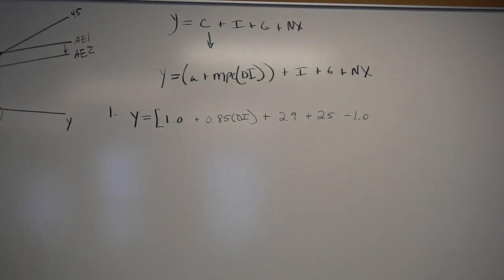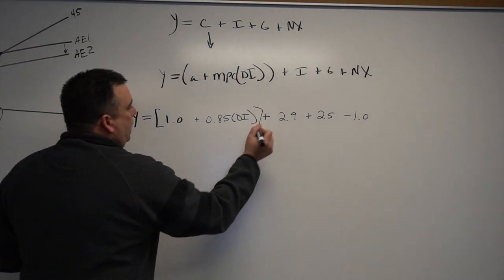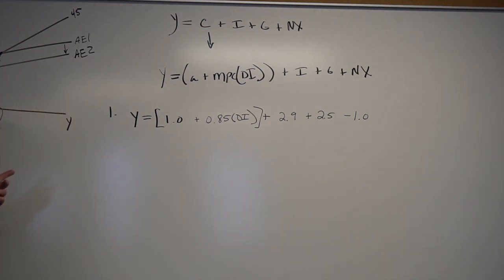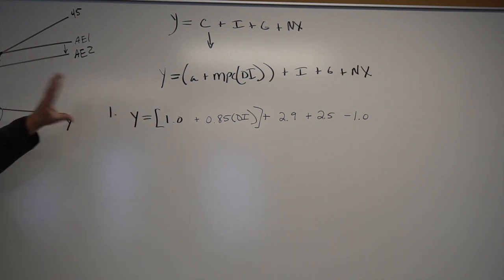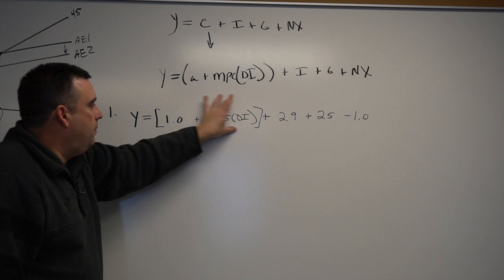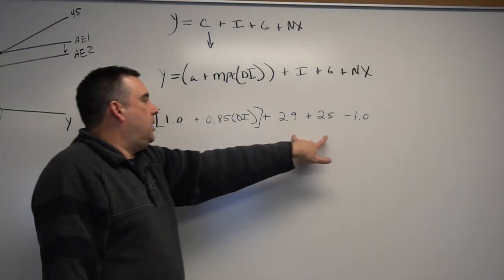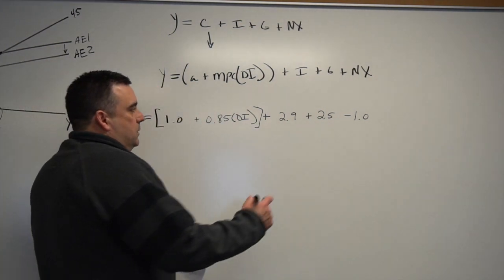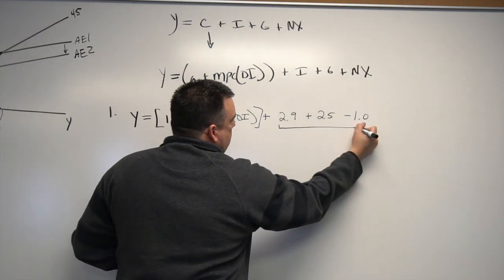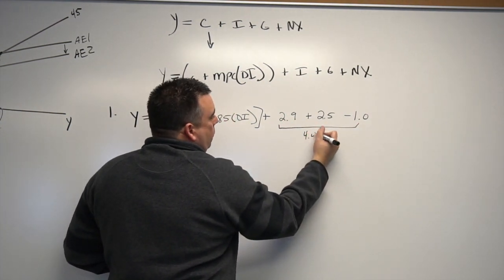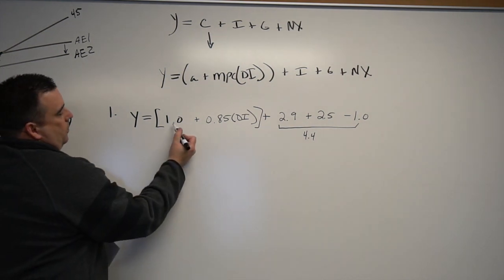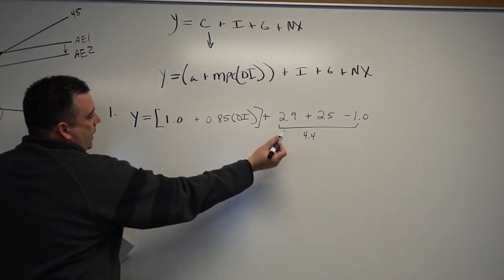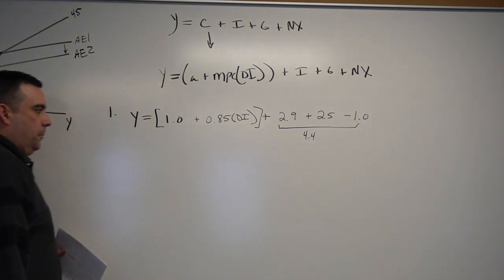So first of all, I'll bracket that. Since this is all addition, one thing that I can do right away is that I actually could just cancel out my ones, but I'm not going to do that just yet. I'm going to leave my consumption function as is, and I'm going to go ahead and reduce this out. So I would get 4.4. So I could rewrite this as 1.0 plus 0.85 DI plus 4.4.